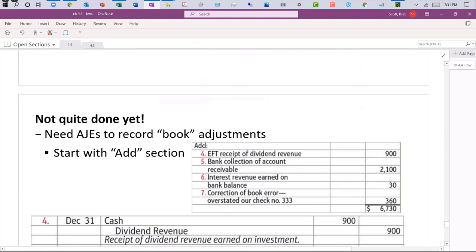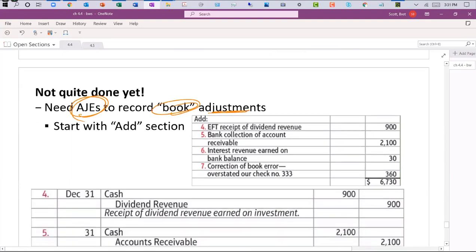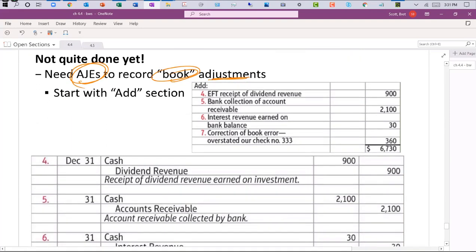So we're not done yet, though. As if that wasn't a pain in the butt enough, we now need to go through and do adjusting journal entries for the adjustments to the book side. So everything on the right side that we just went through, we now need to record in our journal and post to the T account, the ledger account for cash. So I recommend starting with the additions, the debits to cash.